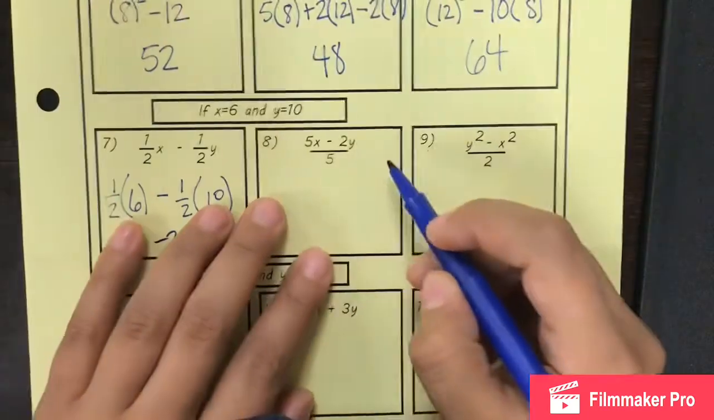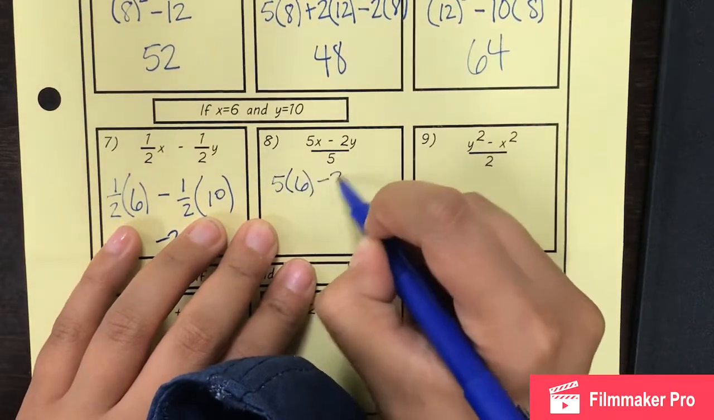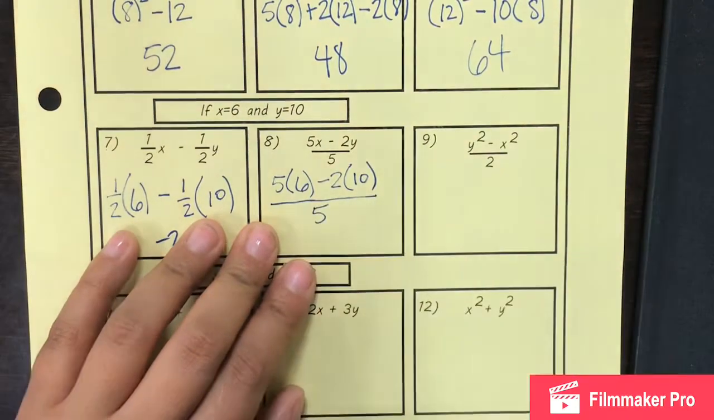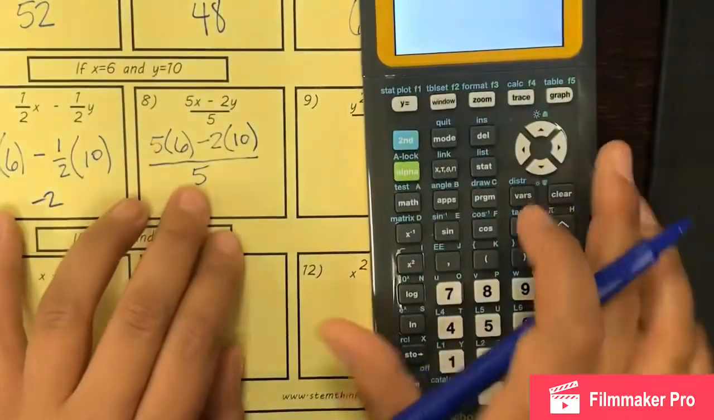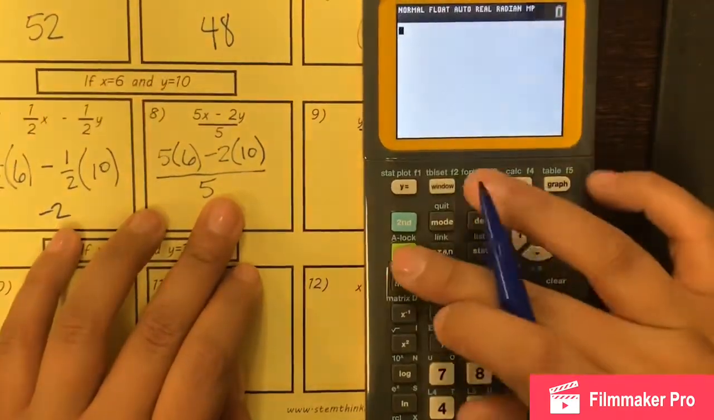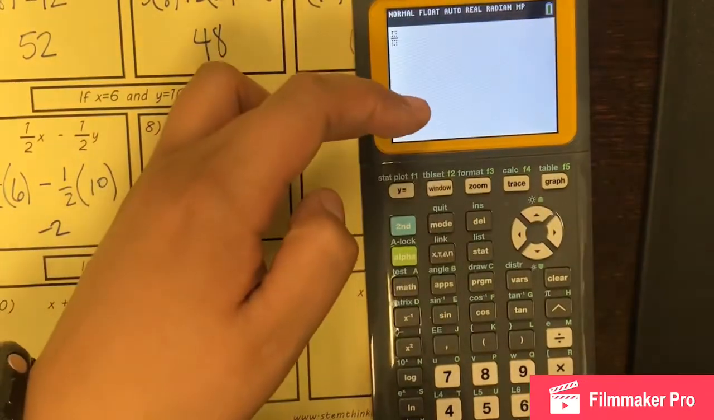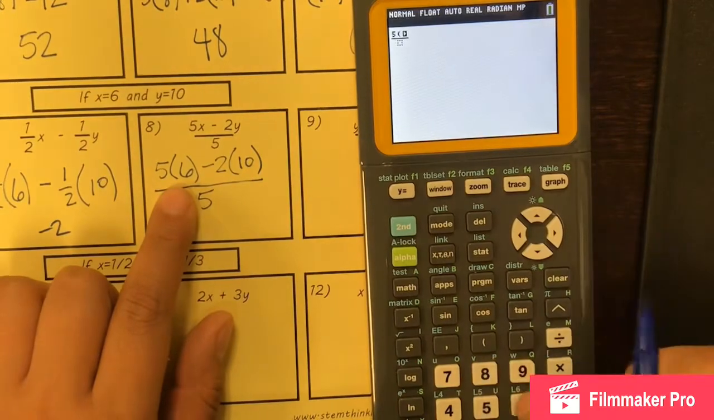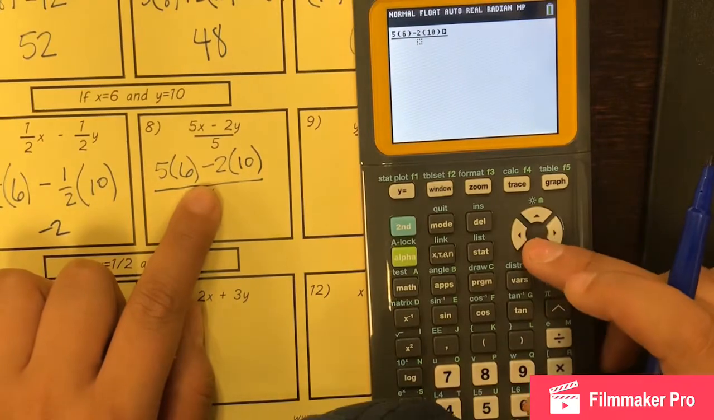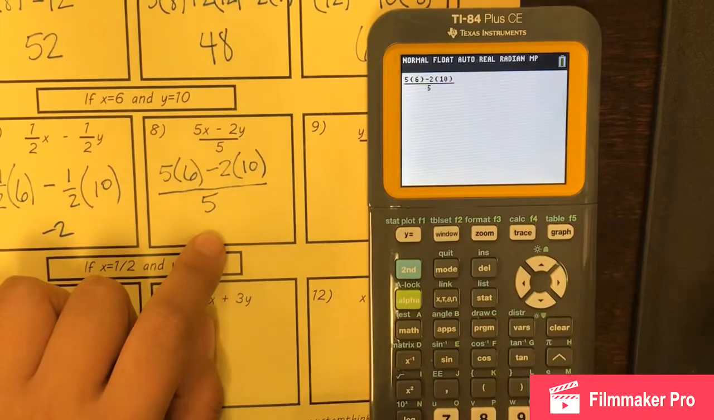But let's substitute first. So on the numerator, I have 5 parentheses 6 minus 2 parentheses 10 all over a denominator of 5. Okay. So consider this one big fraction. So I'm going to type in a fraction first. So that's alpha y, 1. And I'm going to type this entire numerator in the numerator in my calculator. So I'm going to do 5 parentheses 6 minus 2 parentheses 10. I'm not done though, because I have my denominator, so I need to go down and type in 5. Okay? And then you hit the right arrow to get out of it.